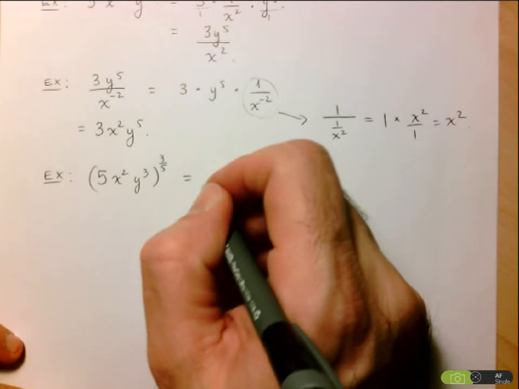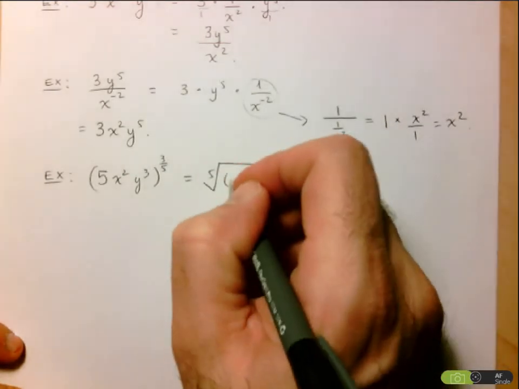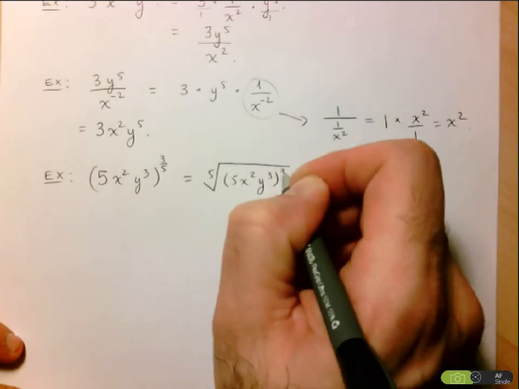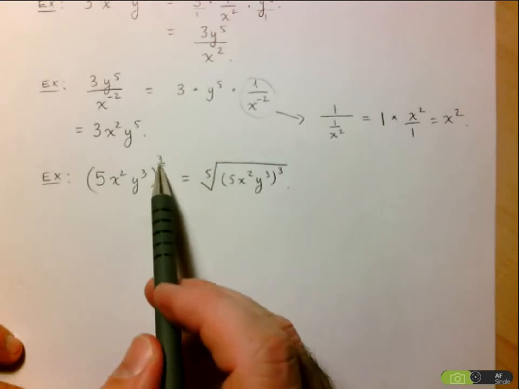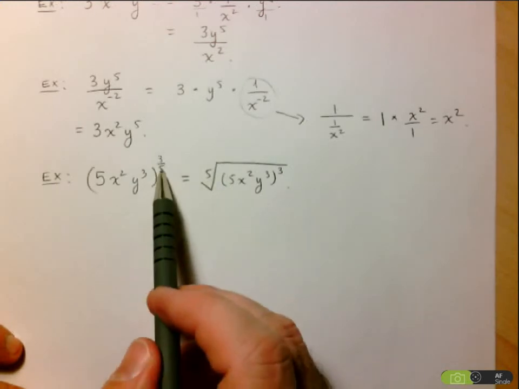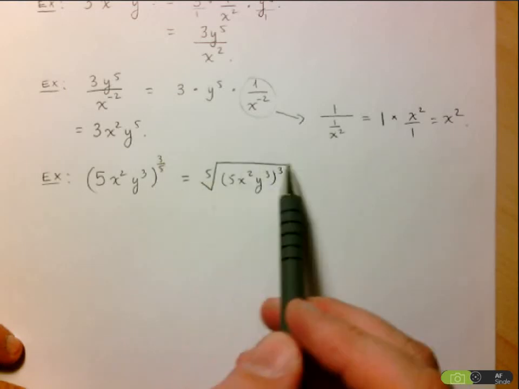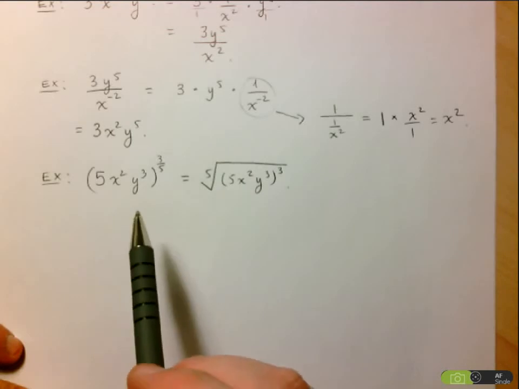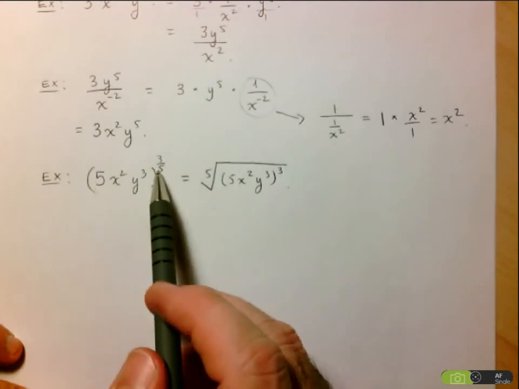So this can be written as the 5th root of 5x squared y cubed, all cubed. Remember, there were 2 ways to consider this expression: to first take the 5th root and then cube it, or to first cube it and then take the 5th root. We saw that when we were working with a specific number, we tended to take the root first.